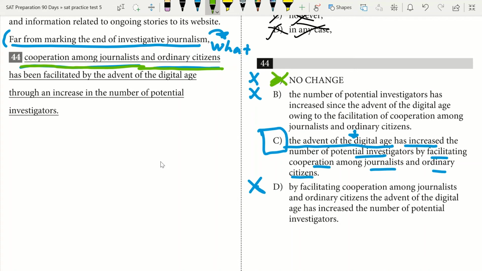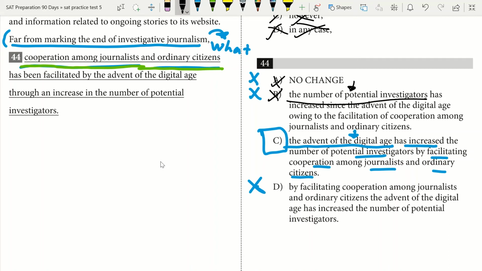So that would be a dangling modifier, okay? So that would be incorrect. Now, if we look at option B, the number of potential investigators, okay? Once again, far from marking the end of investigative journalism, that's not modifying the number of potential investigators. Now, I know that you obviously haven't read this passage, so this may seem a little bit confusing.